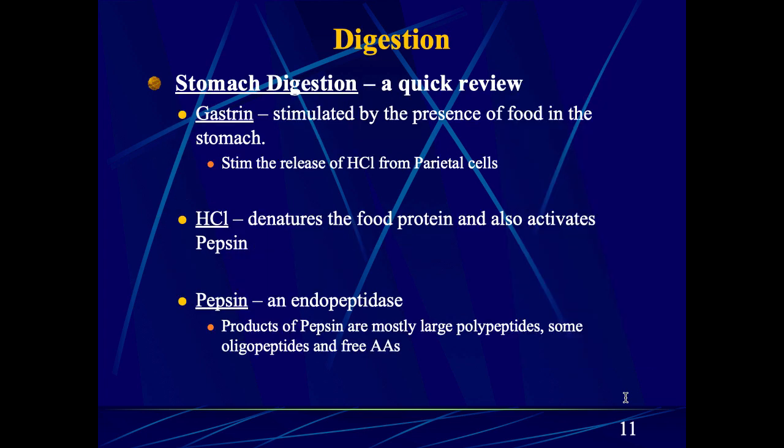Okay, so when we eat protein, here's some of the things that happen. Gastrin is released. Remember, that's stimulated by the presence of food in the stomach. Remember, gastrin stimulates hydrochloric acid production and release. That denatures the food protein, also activates pepsin. Remember, pepsinogen to pepsin. Remember, pepsin is an endopeptidase. So in the stomach, pepsin breaks down some of the protein. So you end up with some oligopeptides and even some free amino acids. So partial digestion of protein in the stomach.